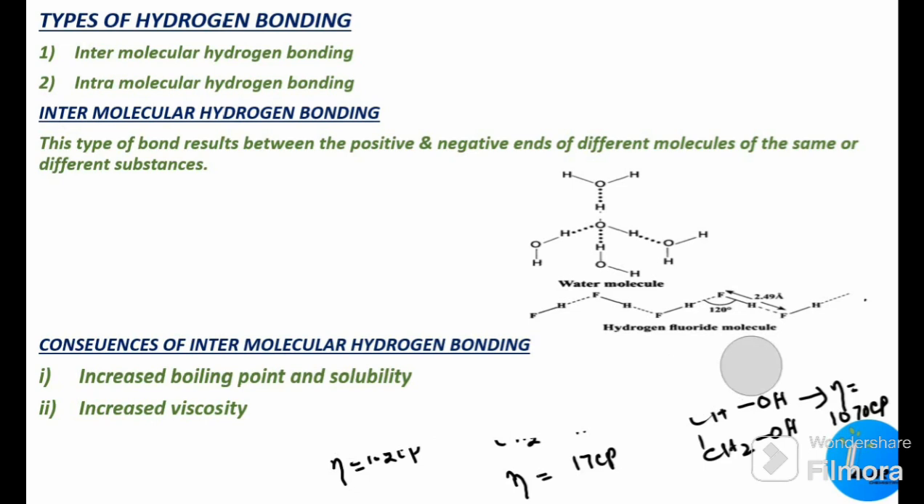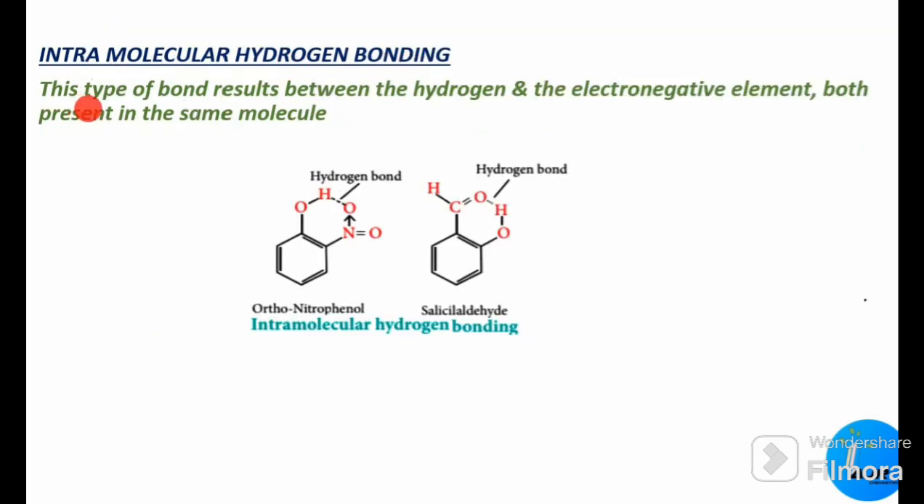Can you understand? Next, intramolecular hydrogen bonding. This type of bond results between the hydrogen and an electronegative element both present in the same molecule. So this type of intramolecular hydrogen bonding is formed between hydrogen and an electronegative element of the same molecule. See here, this is orthonitrophenol. Here we could see the hydrogen bonding between the OH group of orthonitrophenol and the oxygen of the nitro group. So we could see the hydrogen bonding within the molecule.